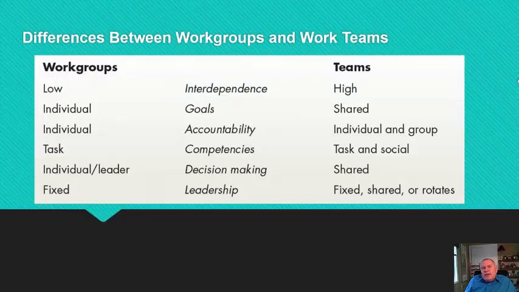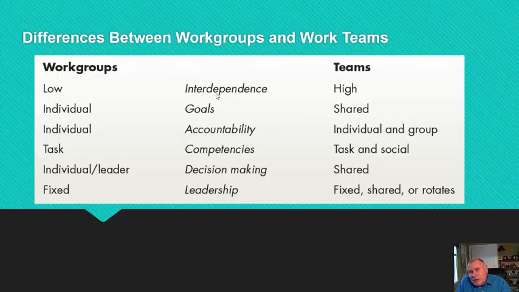So let's move on to taking a look at the differences between work groups and teams. The first is interdependence. In work groups, there's not a lot of interdependence on each other. In teams, there is dependence. In a group, it's individual goals. The goals aren't shared between everybody. In a team, they are. Accountability, generally in a group, it's with the individual. On a team, it's individual and the group.